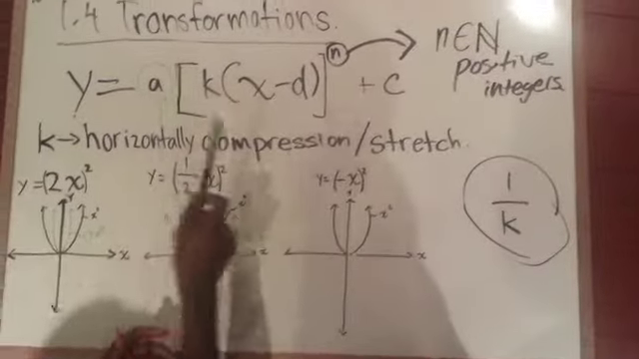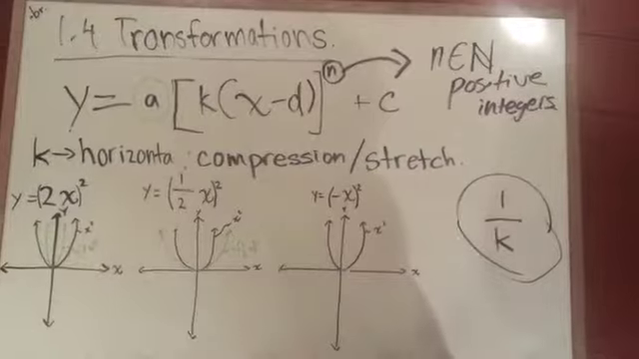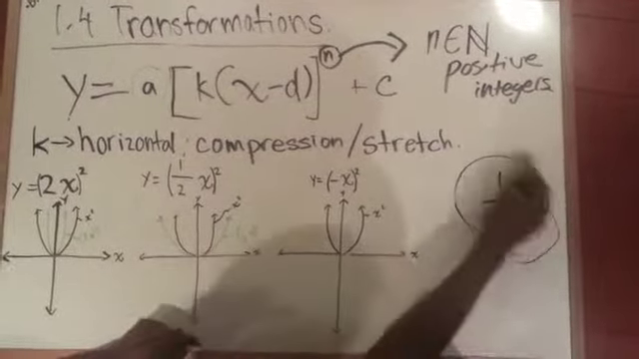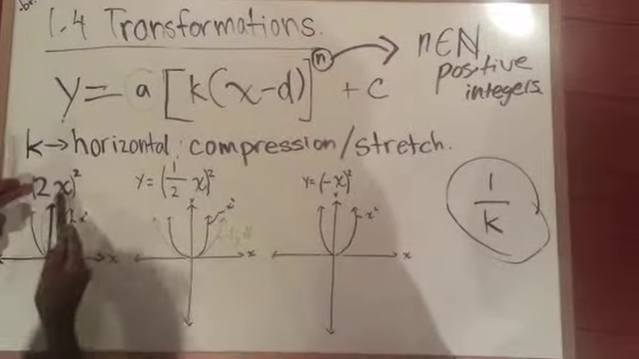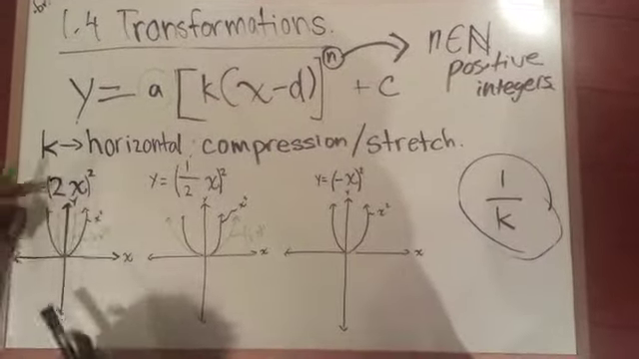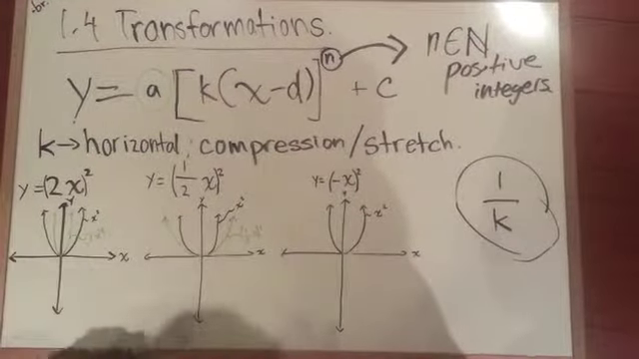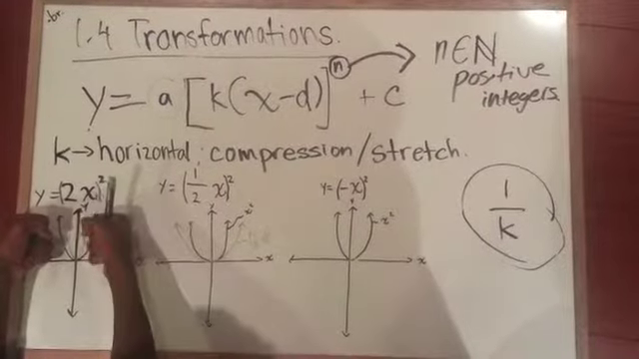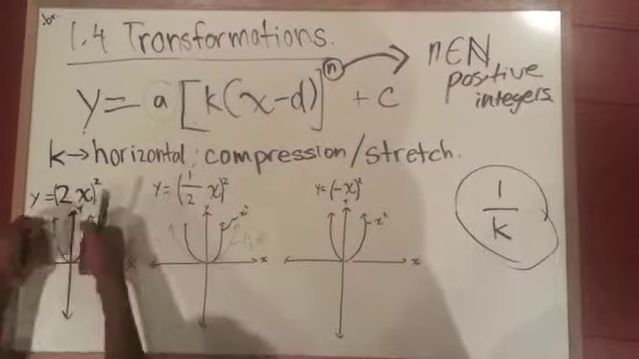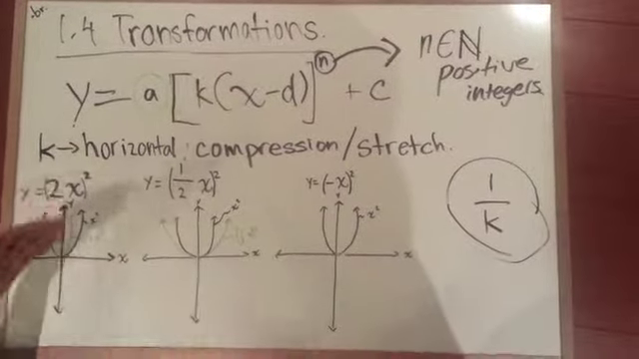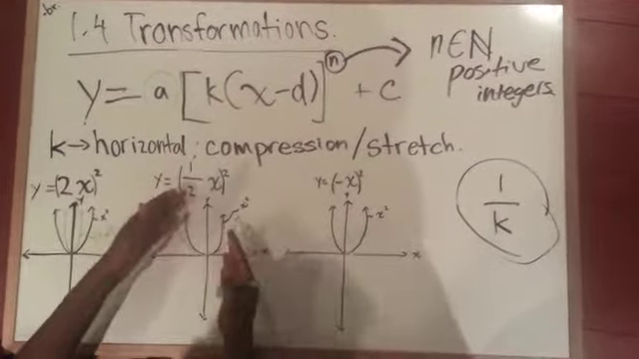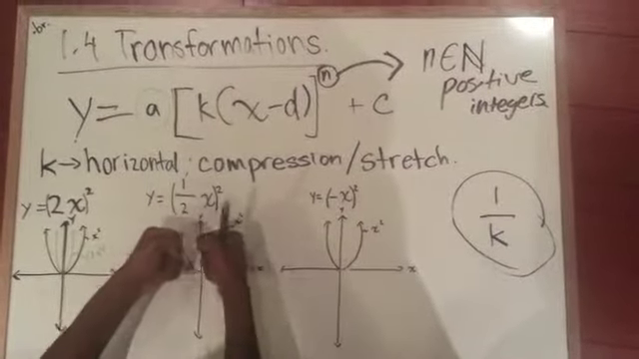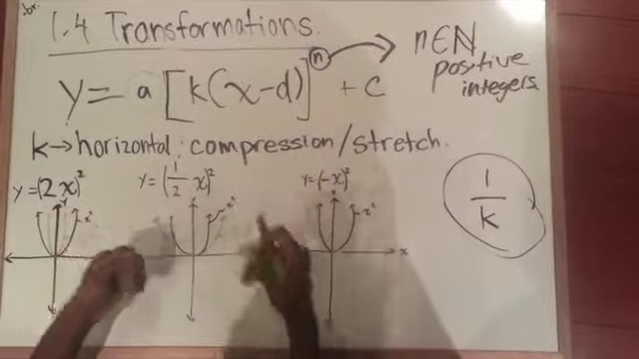Alright, so next up we're doing the constant k, and this is horizontal compressions or stretches. Keep in mind that when you're considering k, you're always doing 1 over k. So, for example, here we have 2x squared. So this 2 is pretty much 1 over 2. What we're doing is multiplying the x by a factor of 1 over 2, rather than just 2. So we'd be taking the graph and pushing it in horizontally, compressing it, and it actually resembles a vertical stretch. Here we have 1 over 2. 1 over 1 over 2 is actually 2. So we're stretching horizontally by a factor of 2, which resembles a vertical compression of 1 over 2.